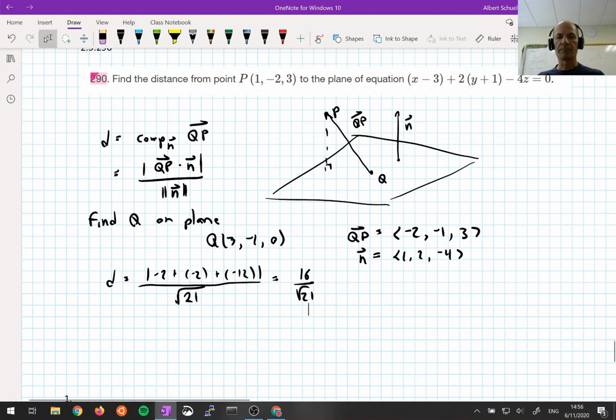Okay, so again, from first principles, I know that I just want to project this vector from any point on the plane out to P onto the normal direction, and that's going to give me the length of this line segment.